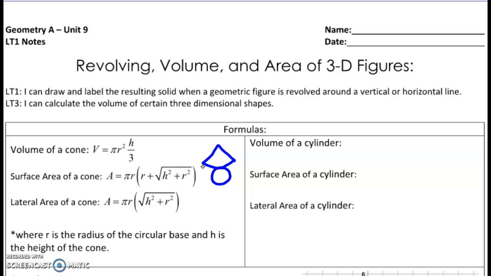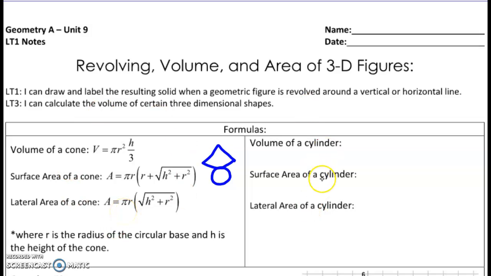The lateral area of something is the area of just the shape without the base. So that would be this kind of triangular region right here. Okay, so those are the formulas, and you would not have to memorize them.